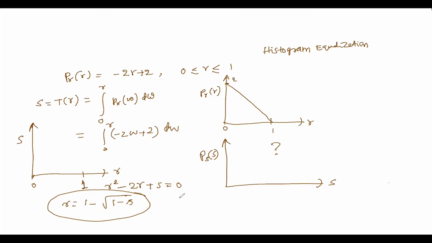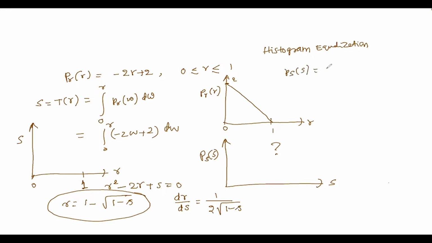What is the dr by ds value? That's a straightforward one. 1 by 2 root of 1 minus S. Okay, good. So is that good enough now to compute? How do you compute now PS of S?